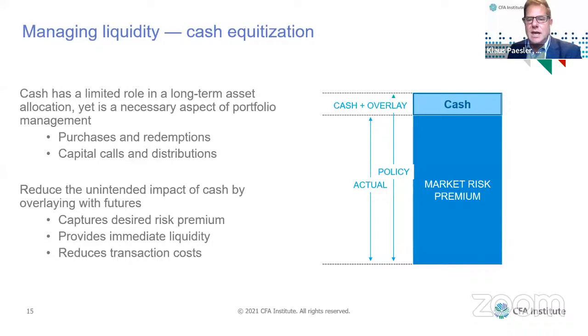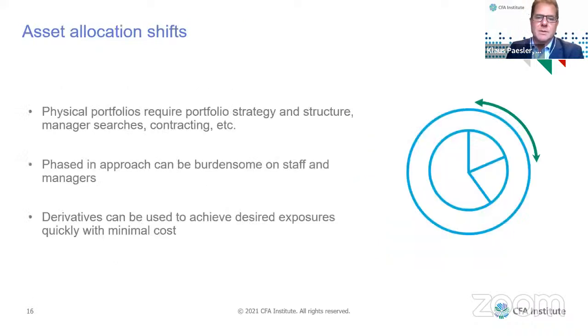What you can do is take that cash and overlay that portion of cash with derivatives, with futures that mimic your underlying desired market risk exposure so that the entire portfolio is getting you that market risk premium. That still allows you to have the flexibility for capital calls, distributions, payments, etc., but your entire portfolio is getting that market risk premium, which we all desire when we invest.